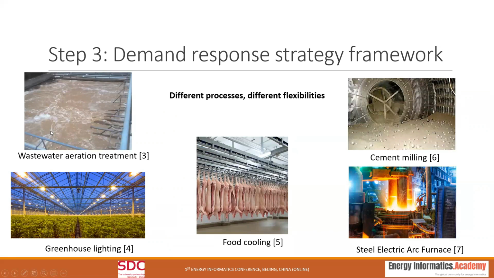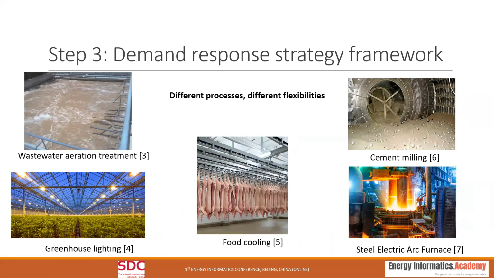For the wastewater aeration process, you essentially need to churn water to provide oxygen for the bacteria to digest nitrates and clean the water. So you can decide when you activate the pumps. For the cement milling, you decide when to crush the rocks in the kiln to create the cement. And here, this electric arc furnace essentially melts down old scrap to produce new steel. And again, you can shift that specific process.